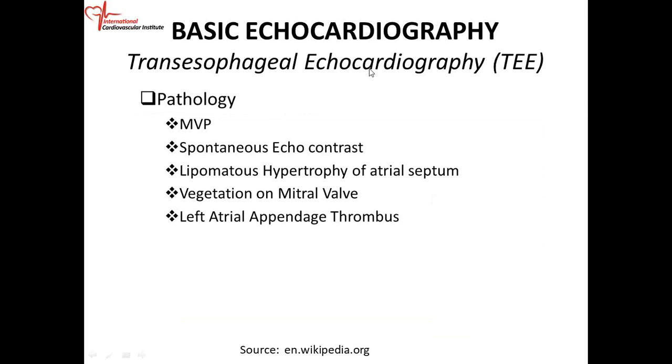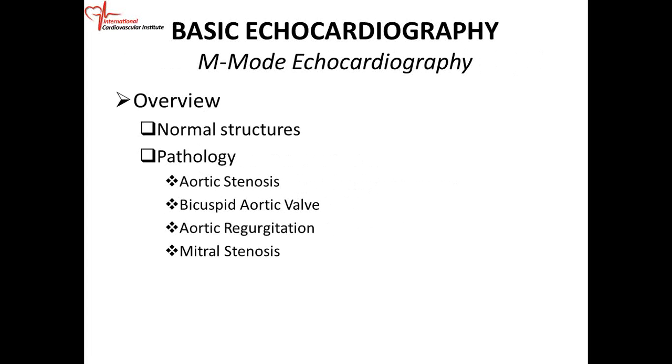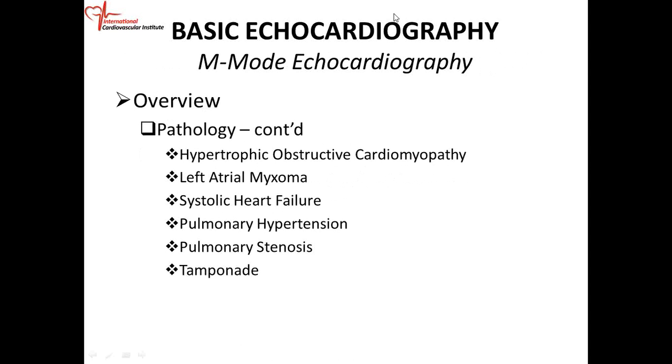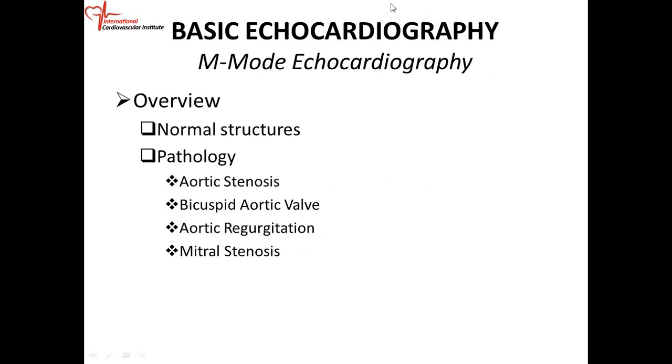So some of the pathology that we can view looking at our transesophageal echo: we can see mitral valve prolapse, spontaneous echo contrast, lipomatous hypertrophy of the atrial septum, vegetation on mitral valve, left atrial appendage thrombus, just as a few of the pathology. All right, so that actually concludes our transesophageal echo lecture session. On Thursday we'll go over a few more pathology.